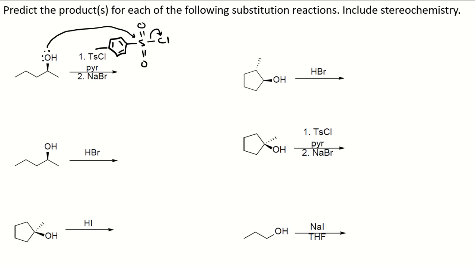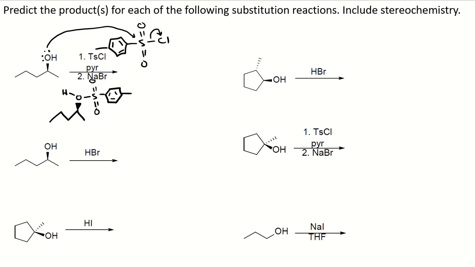And what we get is this. Now, keeping in mind, we did not interfere with this carbon, so the stereochemistry is not going to change. It's still going to be a wedge. Now we have our sulfur, double bond oxygens. We have our benzene ring. Let me redraw that a little better. And this is an excellent leaving group.